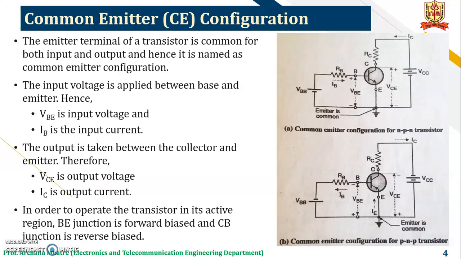The input voltage is applied between base and emitter. Hence, in common emitter configuration, VBE is the input voltage and IB is the input current. Here it is the input side: VBE is the input voltage and IB is the input current. And this is the output side. For the output side, the output is taken between the collector and the emitter. Therefore, VCE is the output voltage and IC is the output current. In order to operate a transistor in its active region, the emitter base junction is forward biased while the collector base junction is reverse biased.